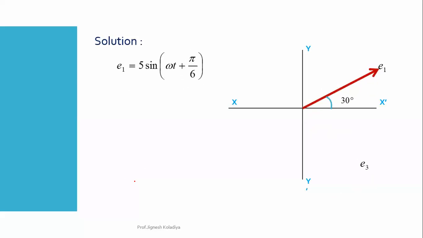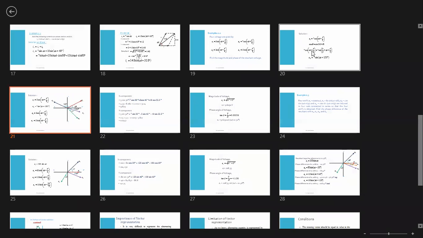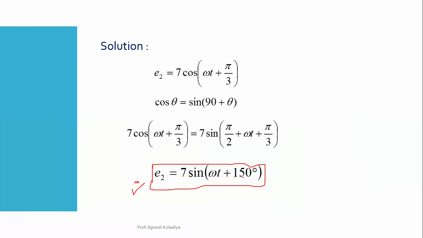E1, as it is leading with respect to the reference axis, and I told you that you have to take the angle with respect to the x-axis. So omega t plus pi by 6. Pi by 6 means 30 degree, and plus sign shows it is leading. In case of E2, we have angle 150 degree and 150 degree leading.